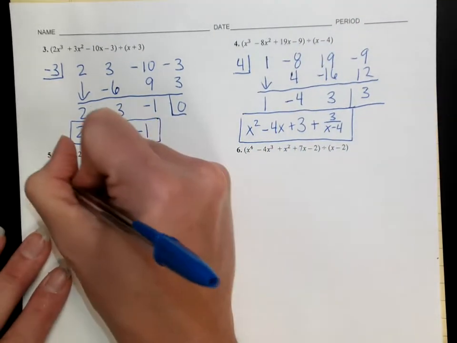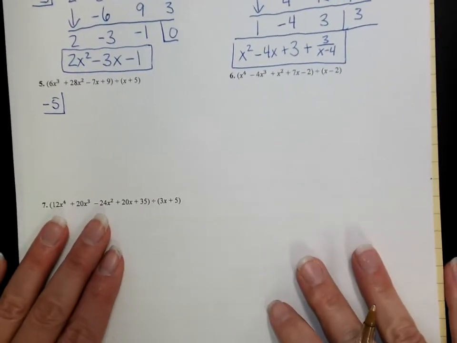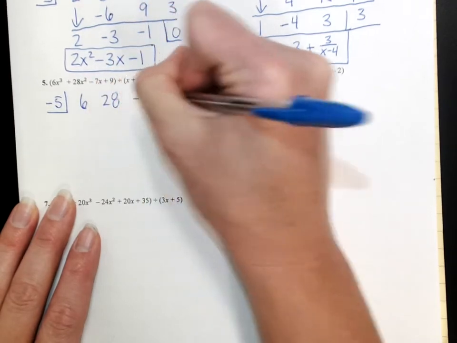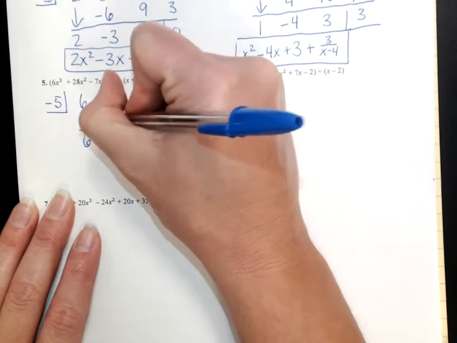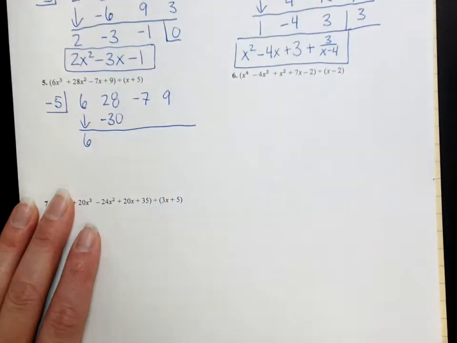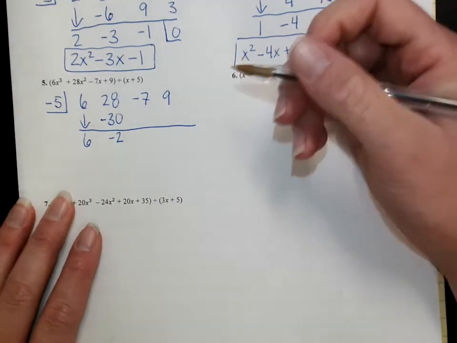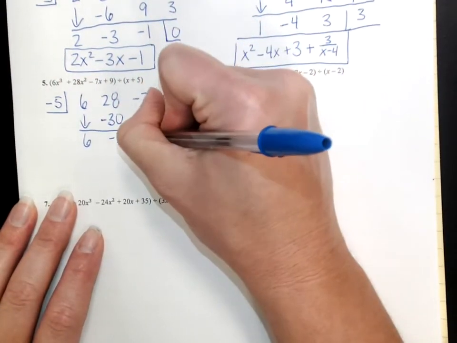Looking at the next one, again in the box, negative 5. Coefficients go across the top. They're all there again, so 6, 28, negative 7, 9. Bring down the 6. 6 times negative 5, negative 30. 28, negative 30, negative 2. The other thing, people lose track of their negative signs, and if you lose a negative sign, you could get some wild answers here. So be sure you're paying attention to that.